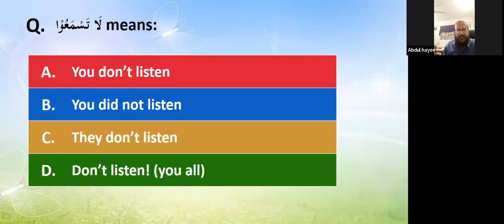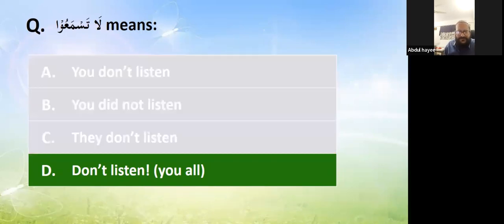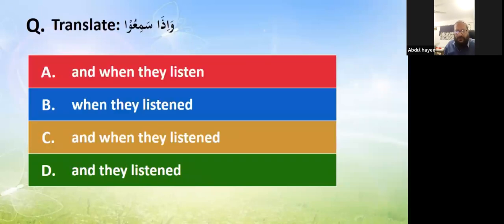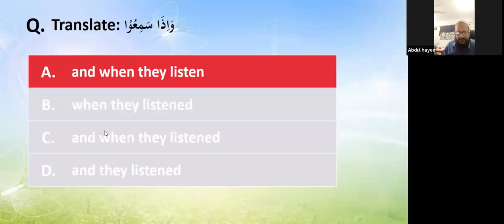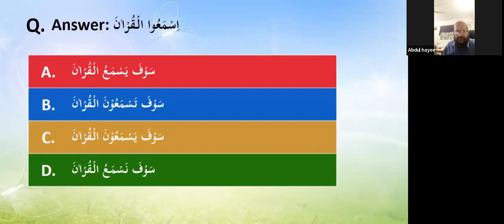La tasma'u means you don't listen, you did not listen, they don't listen. Don't listen, you all. Translate wa iza sami'u: and when they listen, when they listen, and they listen. A. Wa means and, iza means when, sami'u means they listen. Wa iza sami'u, and when they listen.